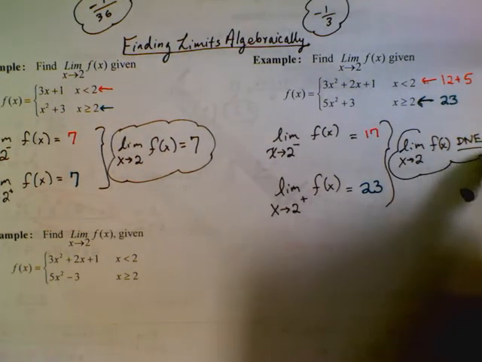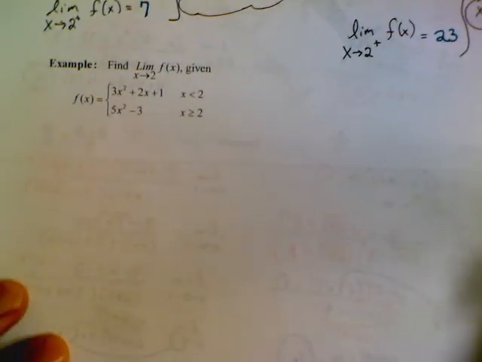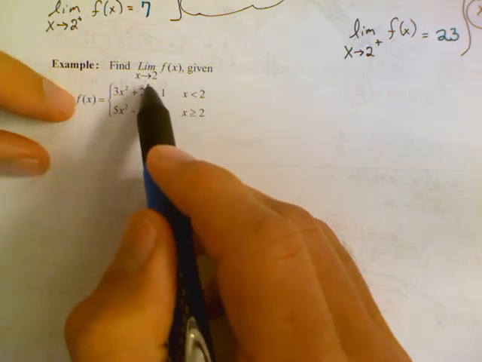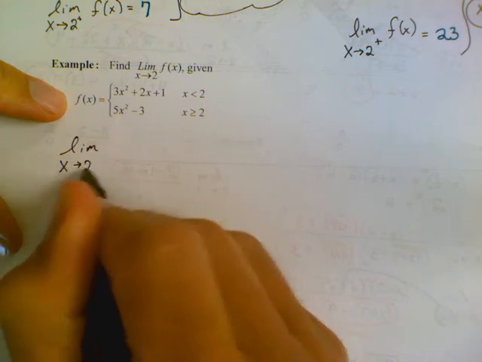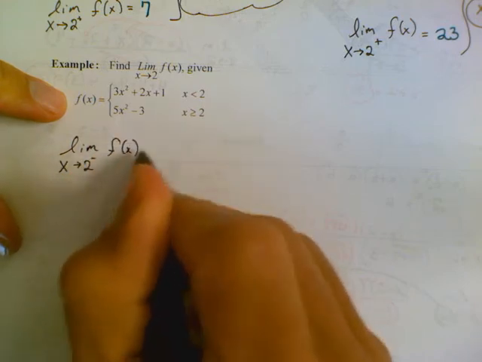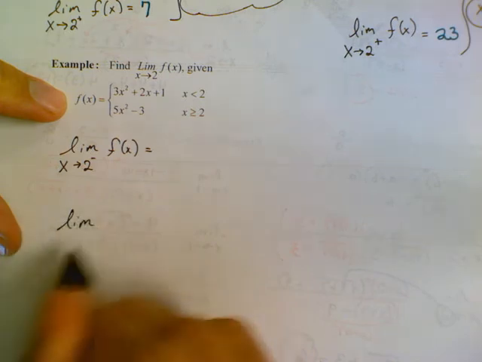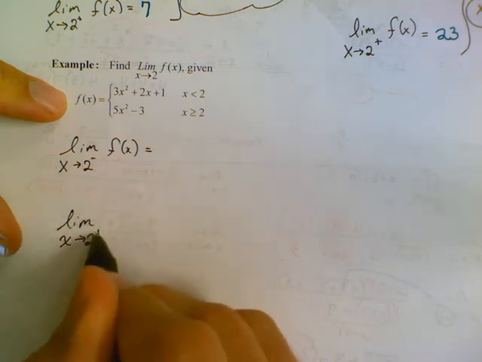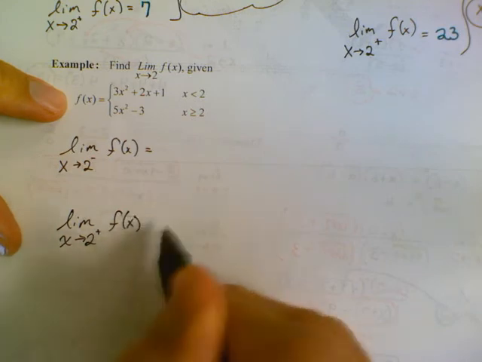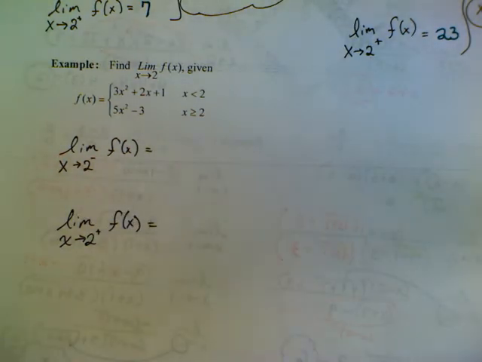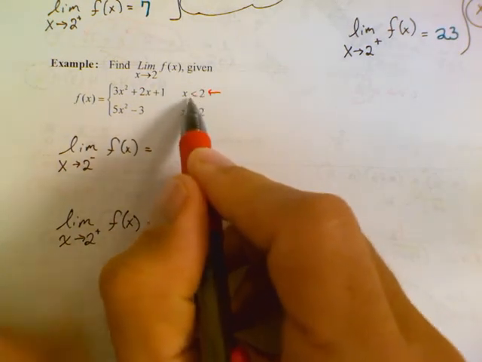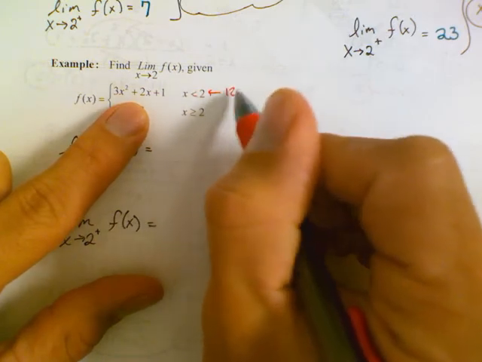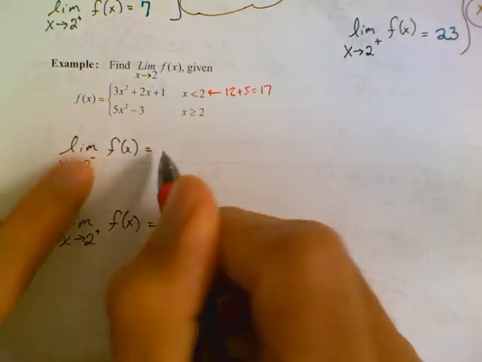The last problem, let's take a look at what happens on the last problem. This time we're going to find the limit as x approaches 2. Same deal. We're going to try to do it from the left, and also from the right. From the left, we use the top function because it says the left of 2 right here. So that's 12 plus 5, that'd be 17, it looks like again.